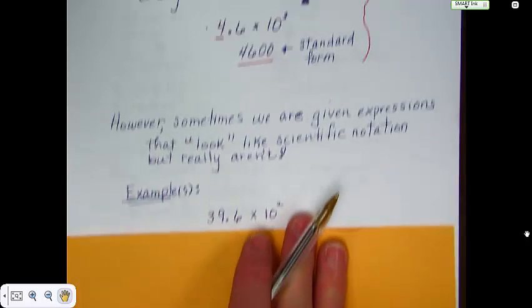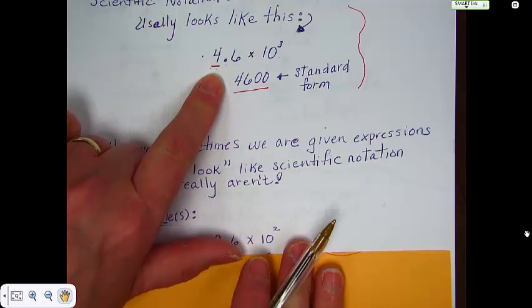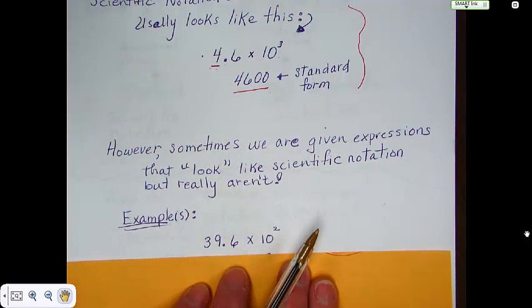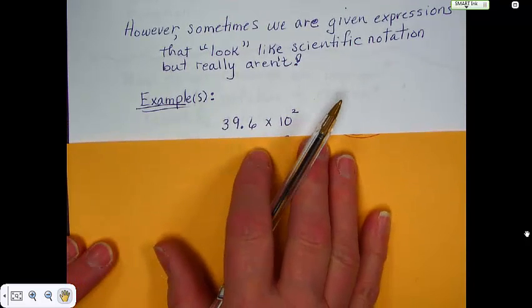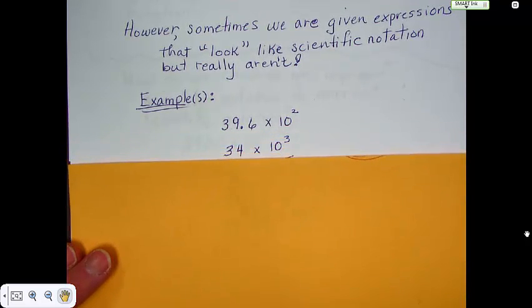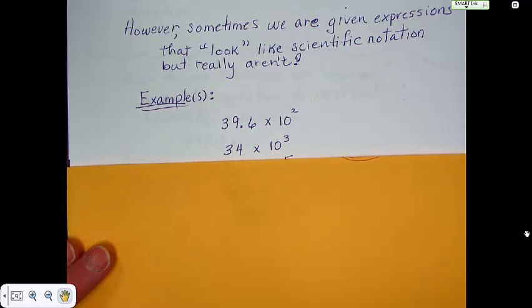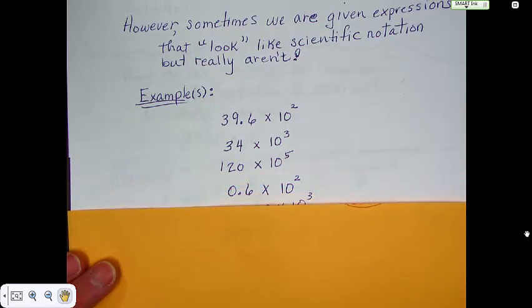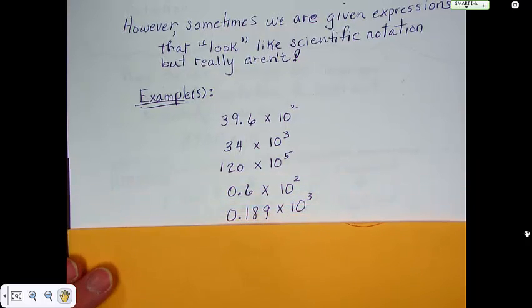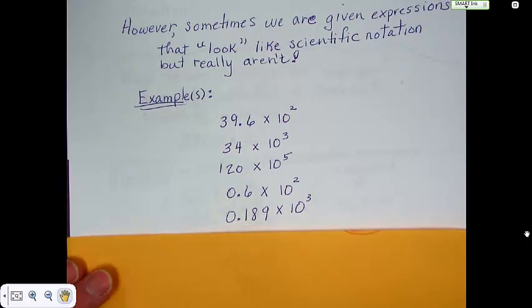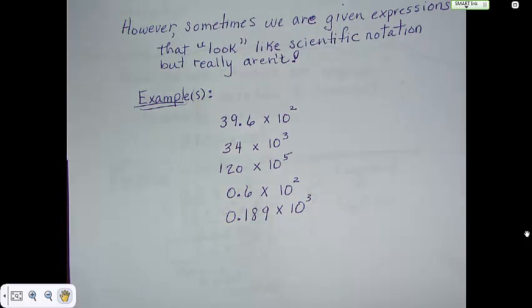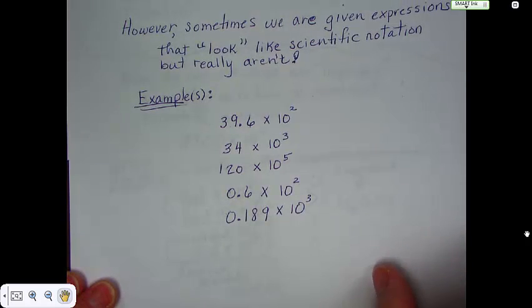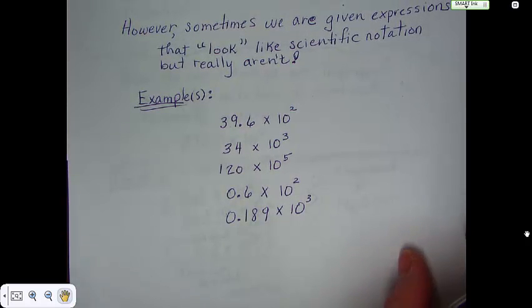Because remember, up here we said you can only have one to the left of the decimal. Well, it appears down here that we don't have just one to the left of the decimal. So the first thing we have to do is figure out how we're going to do that. So let's look at a couple other examples. All of these are pseudo-scientific notation. In other words, they really aren't scientific notation because they're not written correctly. Okay? So we're going to try to fix some of those so that they actually are in scientific notation so that you know what to do with them.